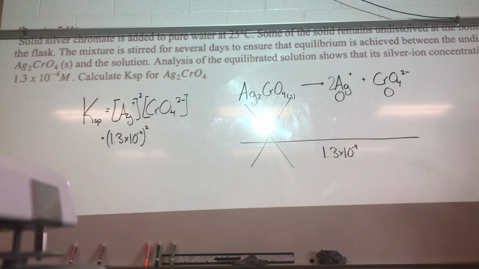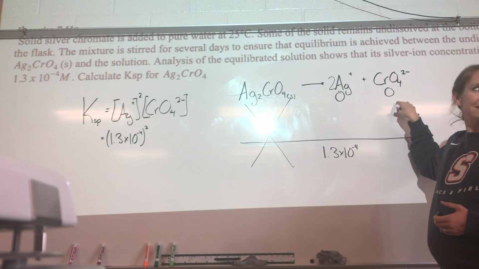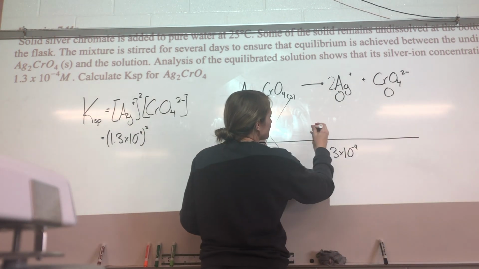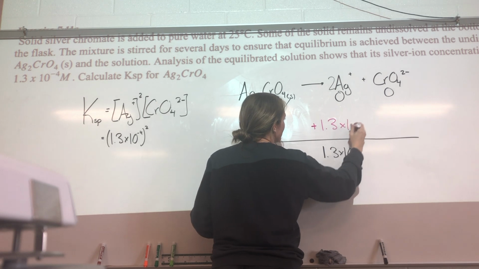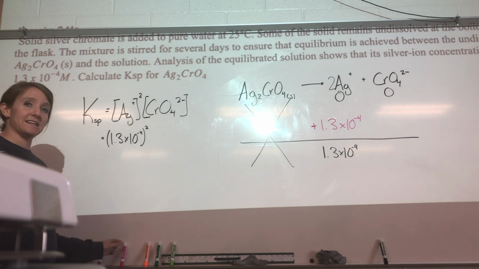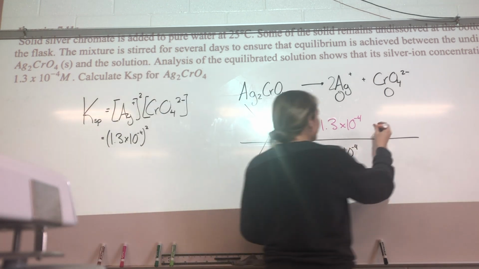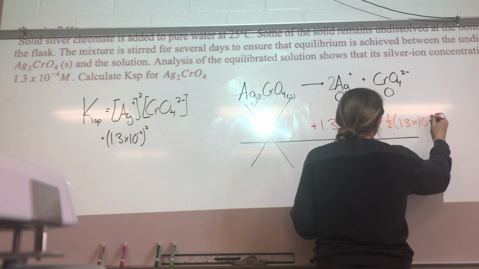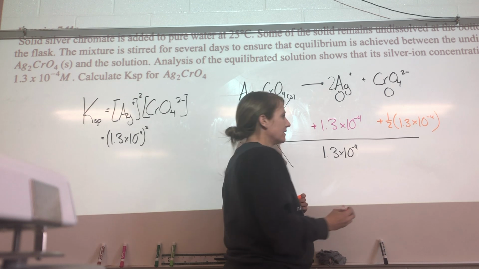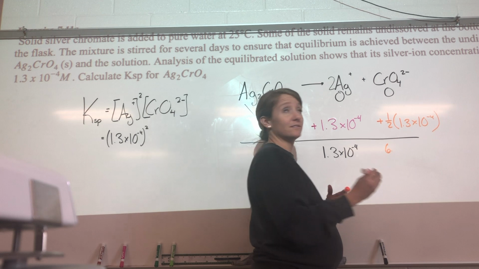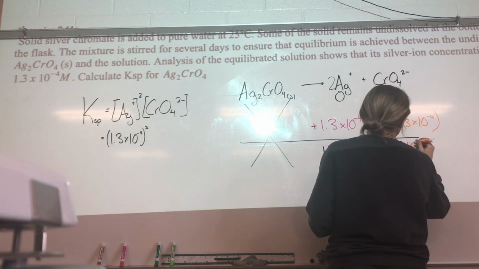Yeah, because what is the reaction? Dropping a solid into water, right? So these are always going to be 0. The change that is happening here is, this one is increasing by that, which means the other one is increasing by half of that. Good. So we get 6.5 times 10 to the negative 5.